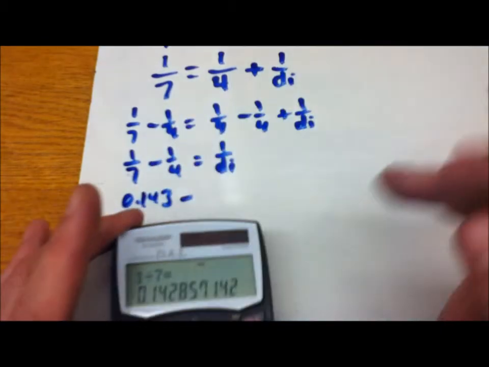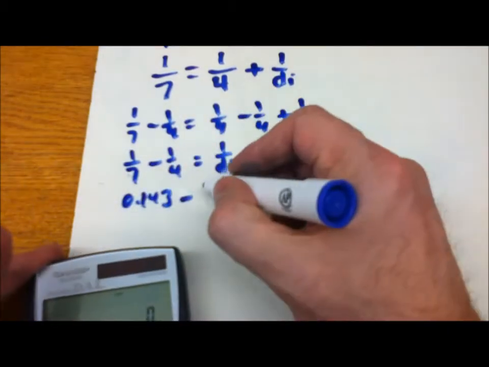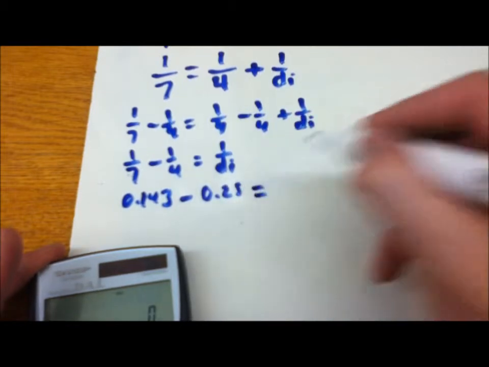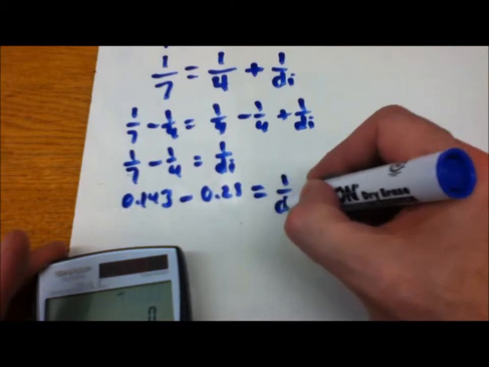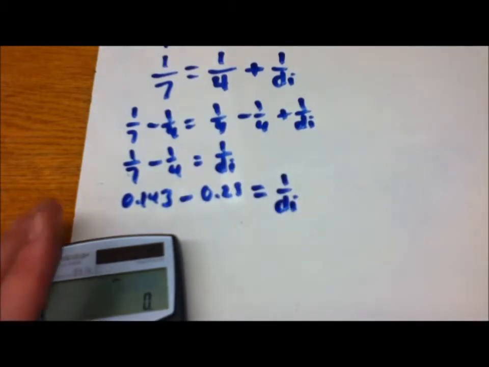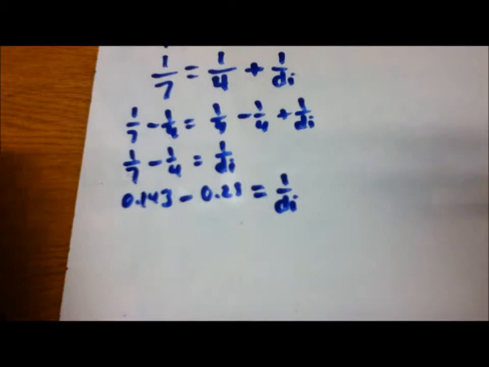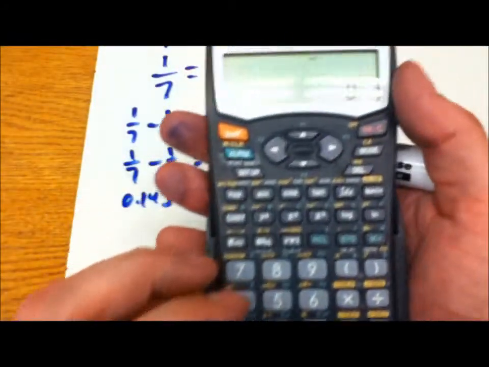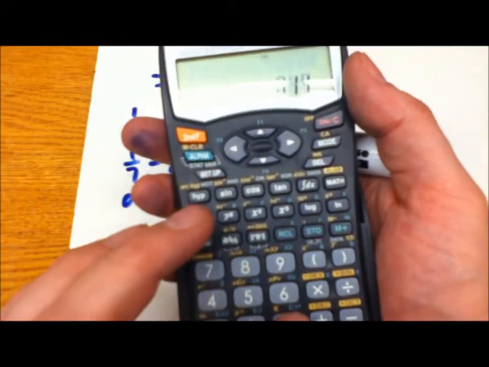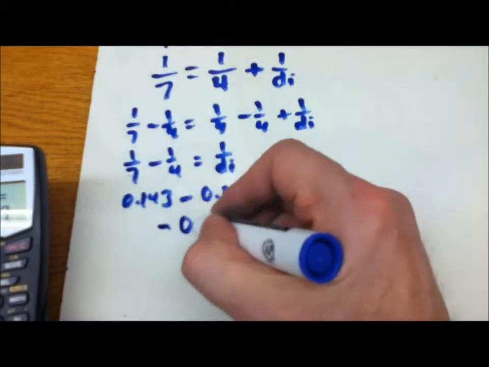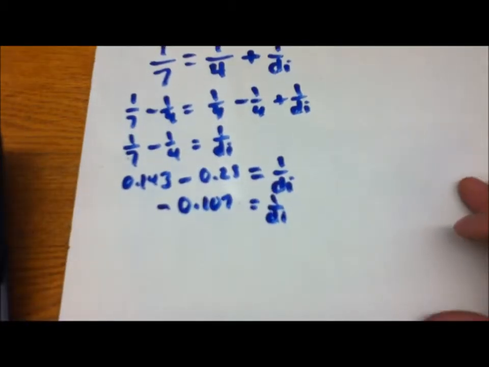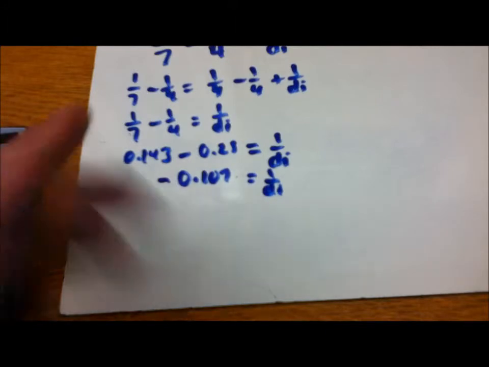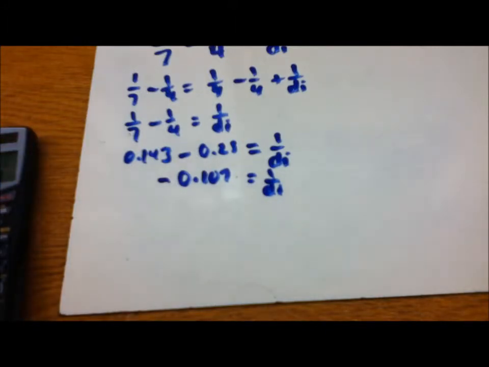And we get a value of 0.143 for 1/7, and obviously you're going to get 0.25 if you take 1 divided by 4, and subtracting those values will give us 1/di. Okay, take those two values here and subtract them. So 0.143 subtract 0.25, and we get a value of minus 0.107 equals 1/di. Okay, we've got a little bit more simplification to do here.